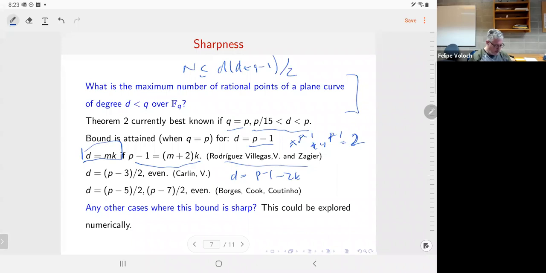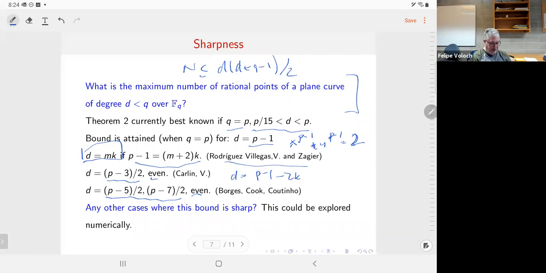You can write down all the possibilities, but they tend to be in the upper half of this. I think you can do p minus 1 over 3 and get 1/3 p minus 1 over 3. With Carlin, we found some examples of degree p minus 3 over 2 when this number is even. So p has to be 3 mod 4. And recently, Borges, Cook, and Coutinho found some examples with those degrees, again, if they're even.